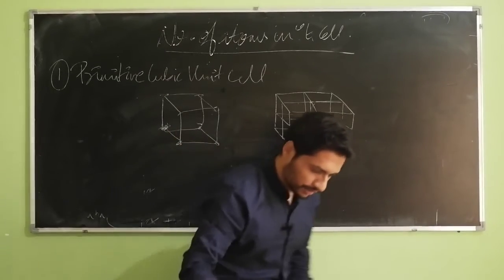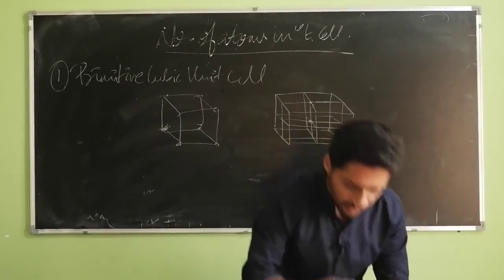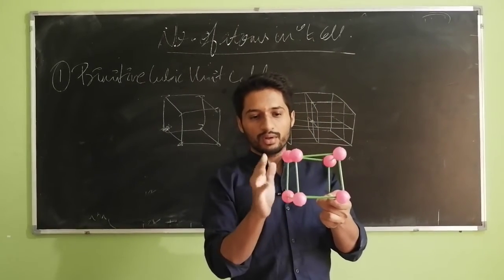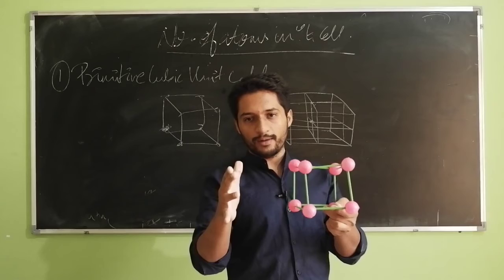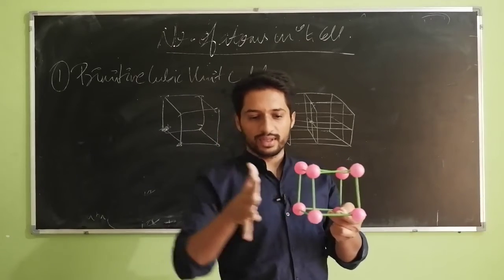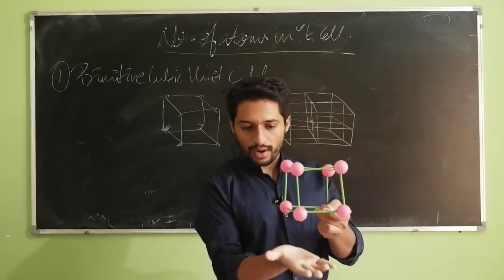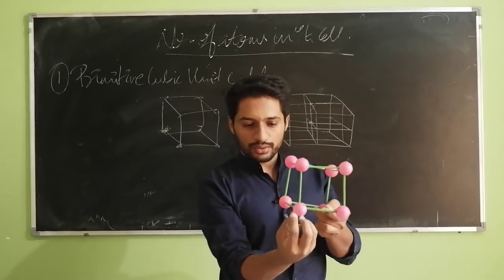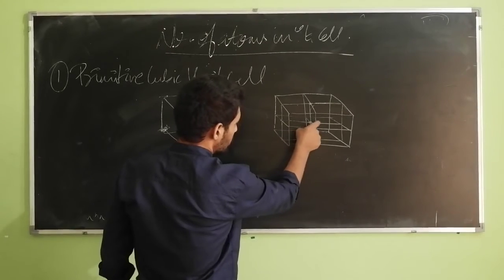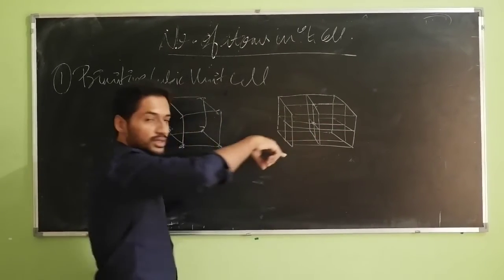I'll show you how it looks like. So let's say if this is the cubic unit cell, this is the atom we are talking about. So we have one here, one here, one here. So 4 in this layer, and same in the lower layer, 1, 2, 3, 4. So this atom is being shared by 8 unit cells.